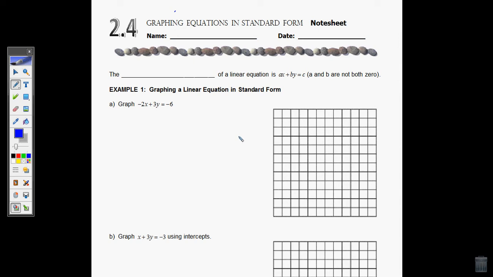AO 2.4, graphing equations in standard form. Here we go. Let's jump right into it because I think this one could be quite simple and we can get through it pretty easily.